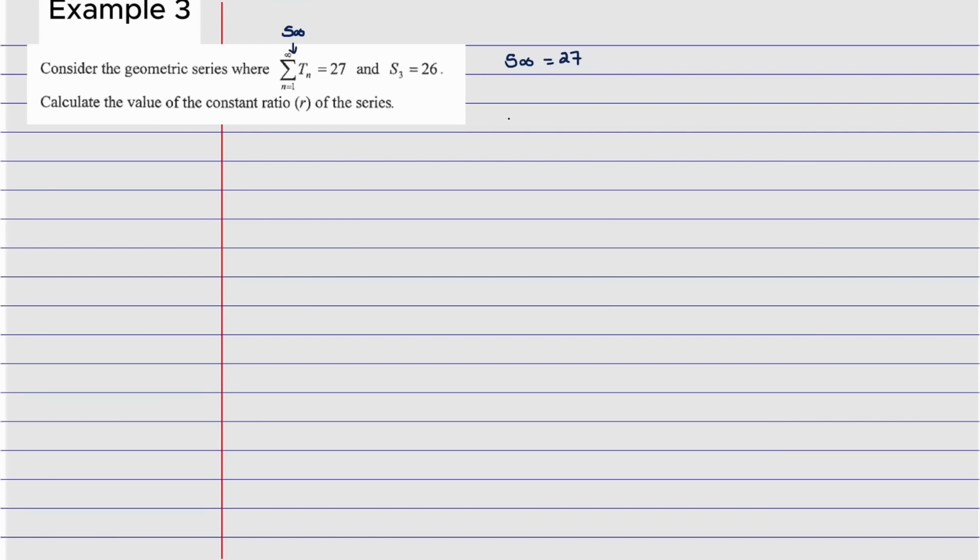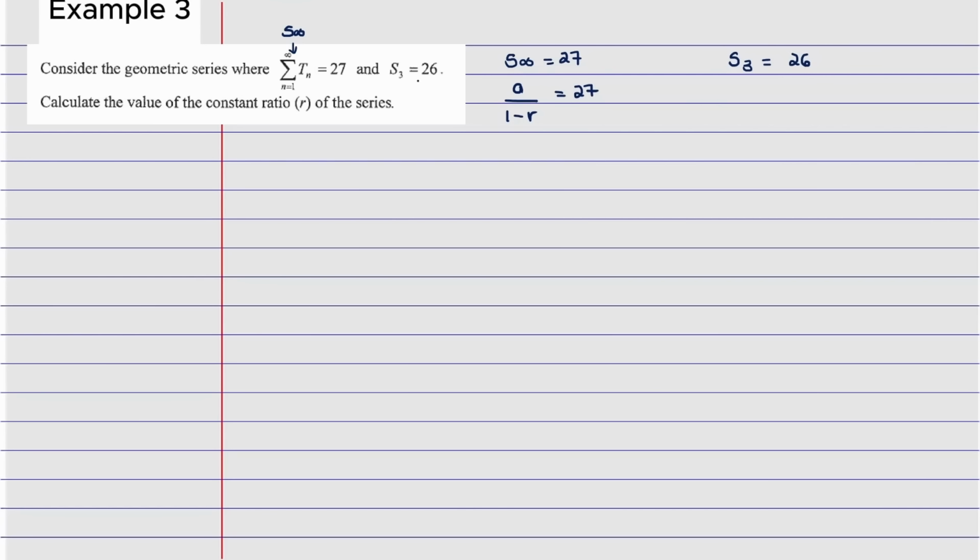So let's write this in terms of a and r. We know that the sum to infinity is a divided by 1 minus r, which is equal to 27. This is what your sum to infinity is going to be. Then we're given that the sum S3 is equal to 26.